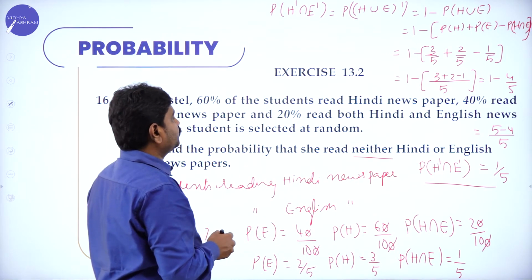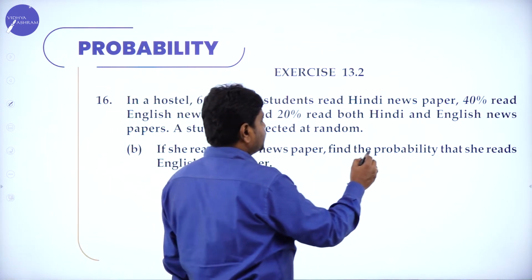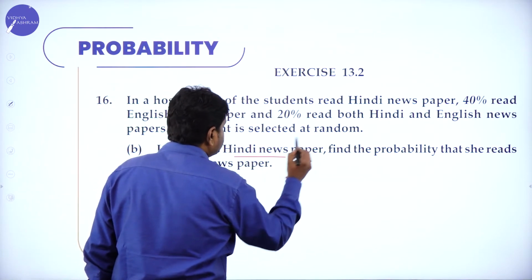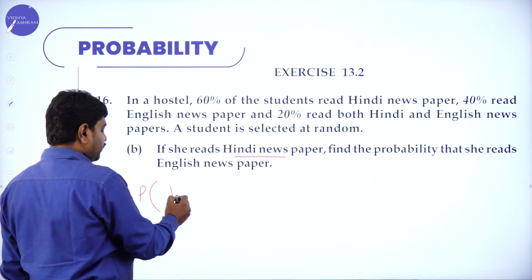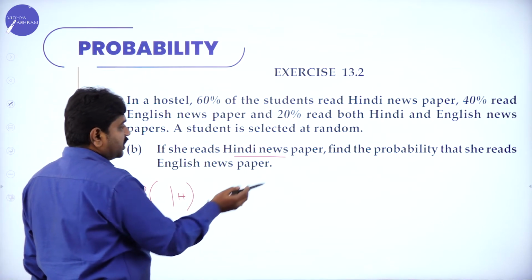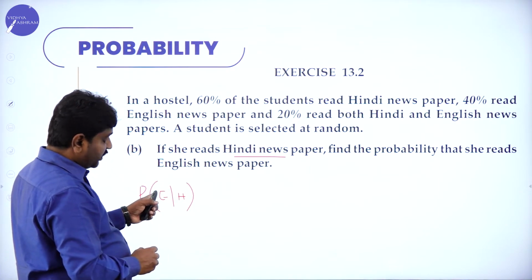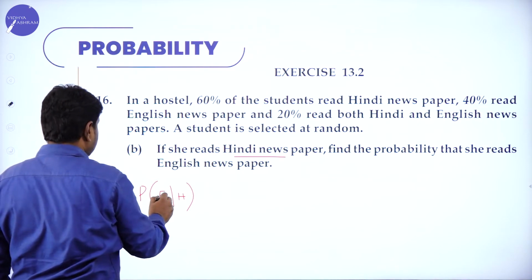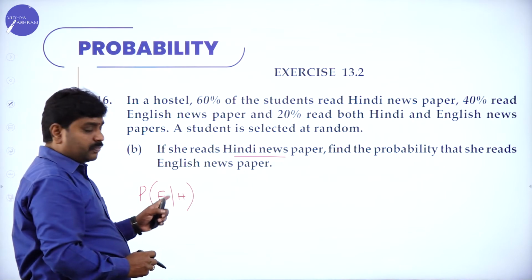Next, if she reads Hindi, find the probability that she reads English. So it is given that she reads Hindi. Whatever is given, you should write after the slash. They want the probability of English reading given that she reads Hindi, which is P of E by H.